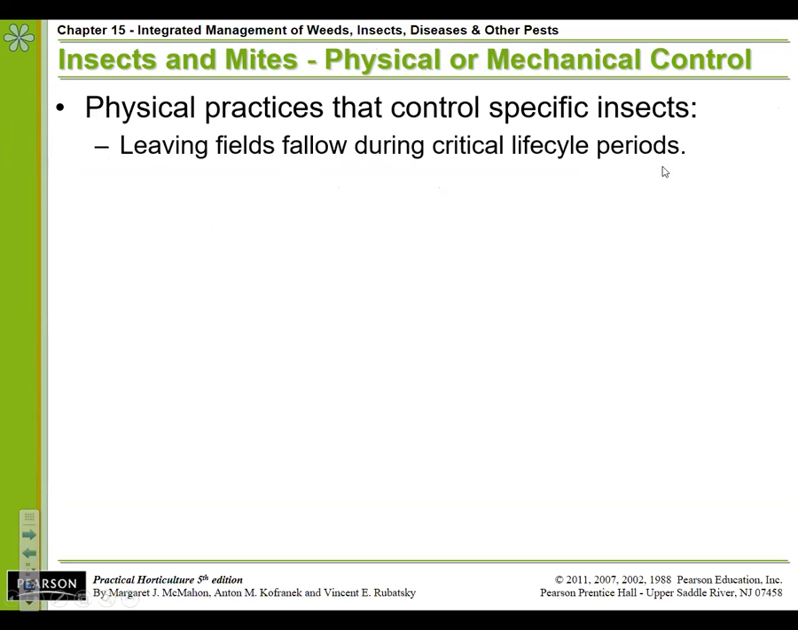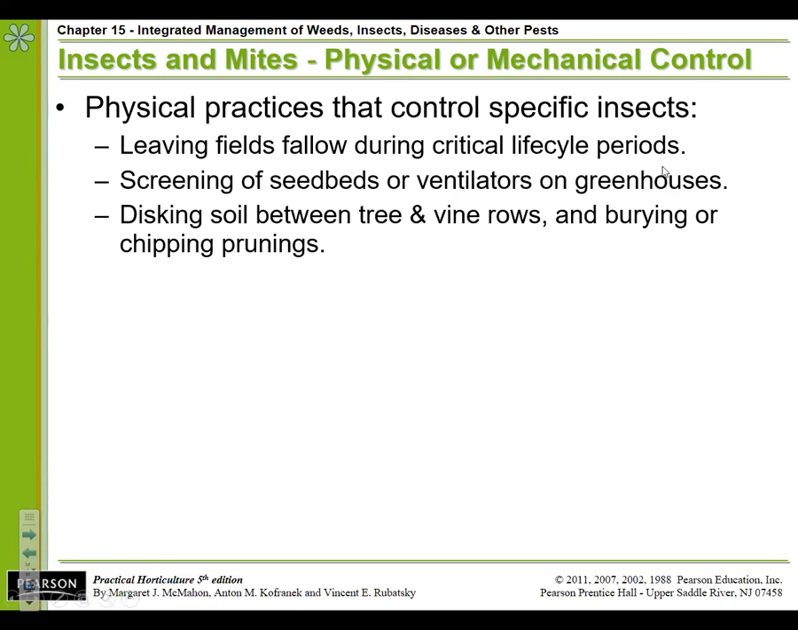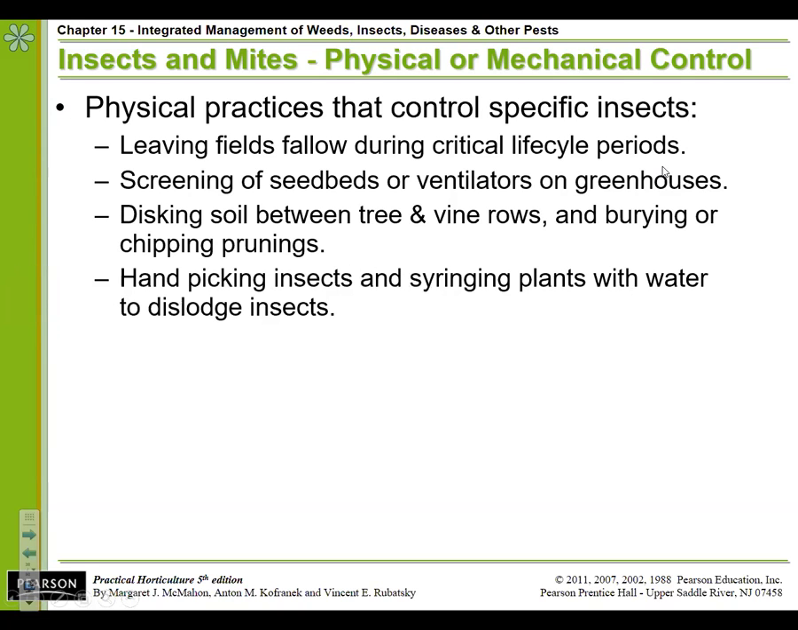So some physical or mechanical control options for insects: leaving some fields fallow during critical life cycle periods so that the insects don't have a host to lay their eggs on is a good one. Also promoting areas where the beneficials do have a place to lay their eggs. In some cases we can look at screening soil to remove insect eggs. We could disc the soil between crops to bury, or chip up prunings and crop residues, again, so they don't have that area to lay their eggs.